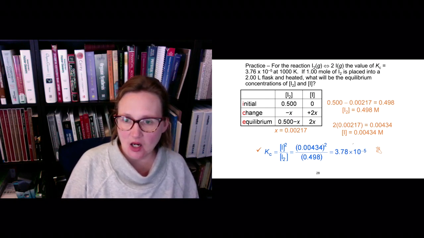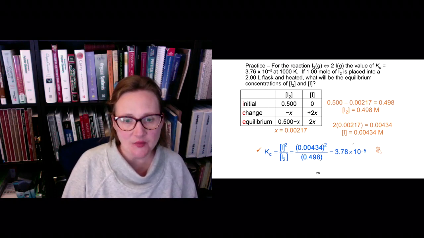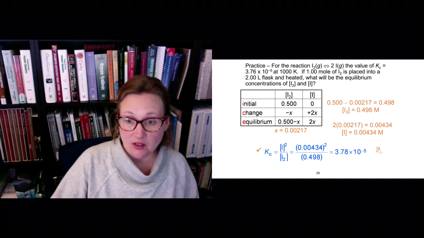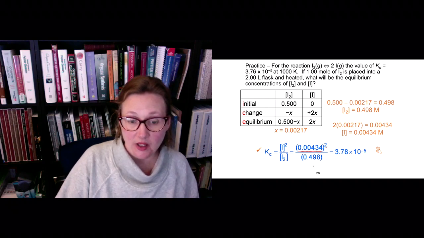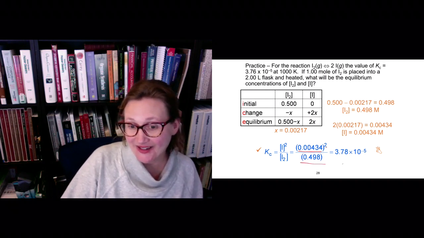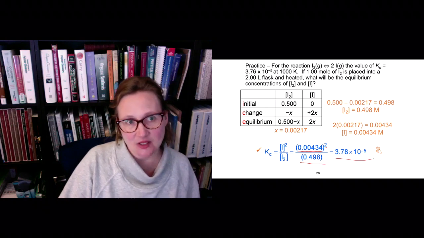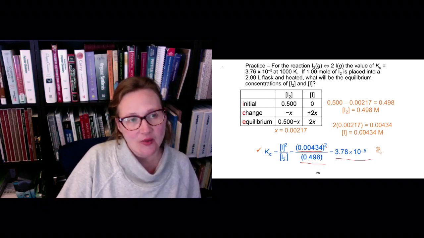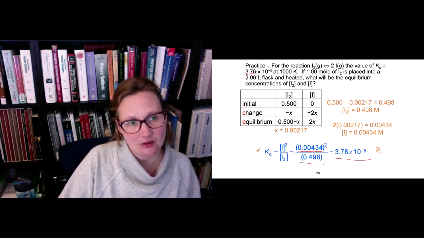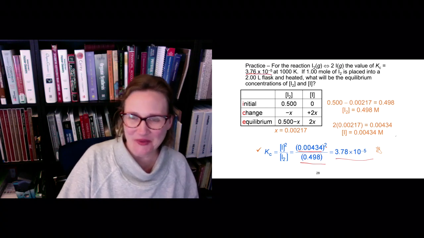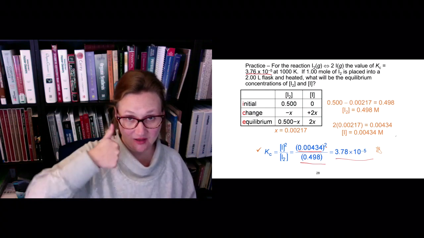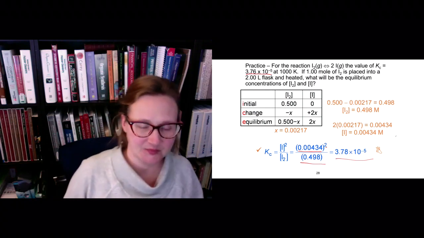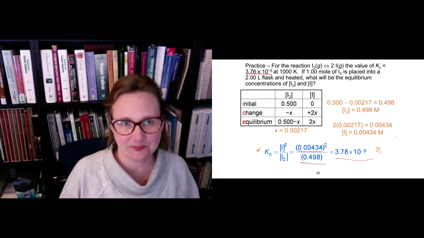All right, so the next step is we want to check ourselves. So we take our concentrations that we calculated and put them into the Kc expression. So we have 0.00434 squared divided by iodine, and we get 3.78 times 10 to the minus 5. Oh my gosh, it's really close to what we're given in the problem. So here our approximation is valid. We're good. No extra steps.